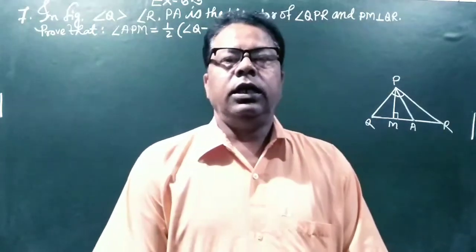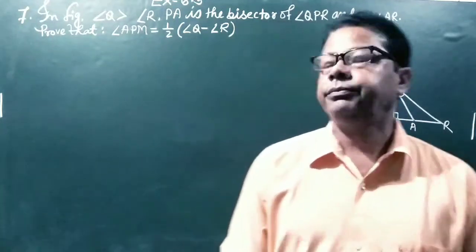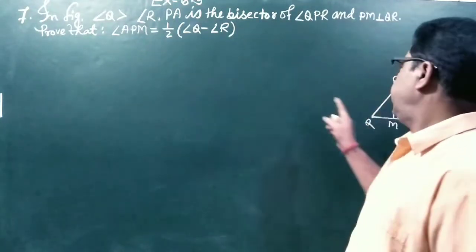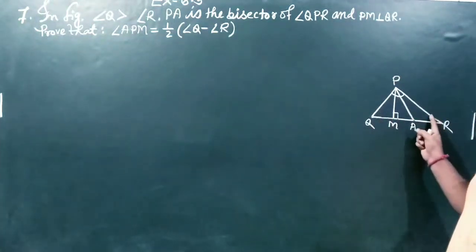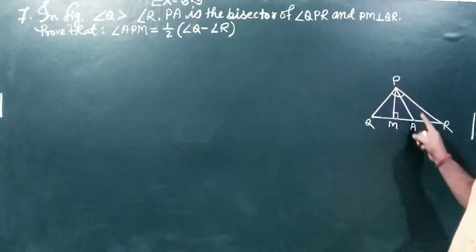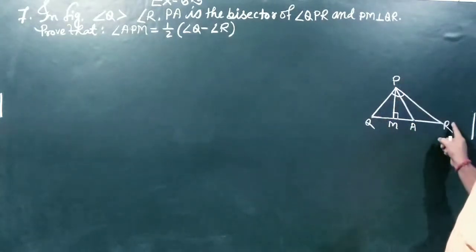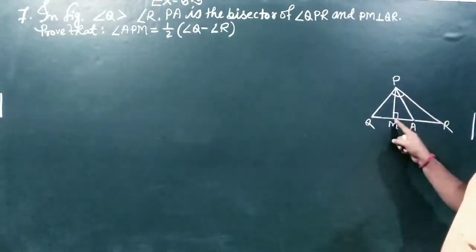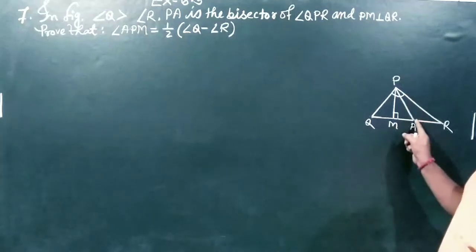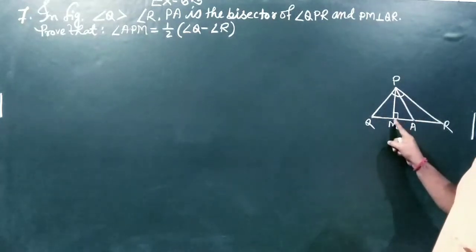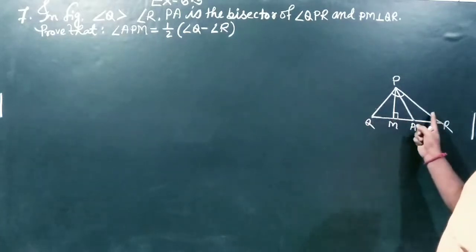Till last class we have learned up to question number 6. Now we will see question number 7. In the given figure, angle Q is greater than angle R. PA is the bisector of angle QPR and PM is perpendicular to QR. To prove: angle APM is equal to half of angle Q minus angle R.